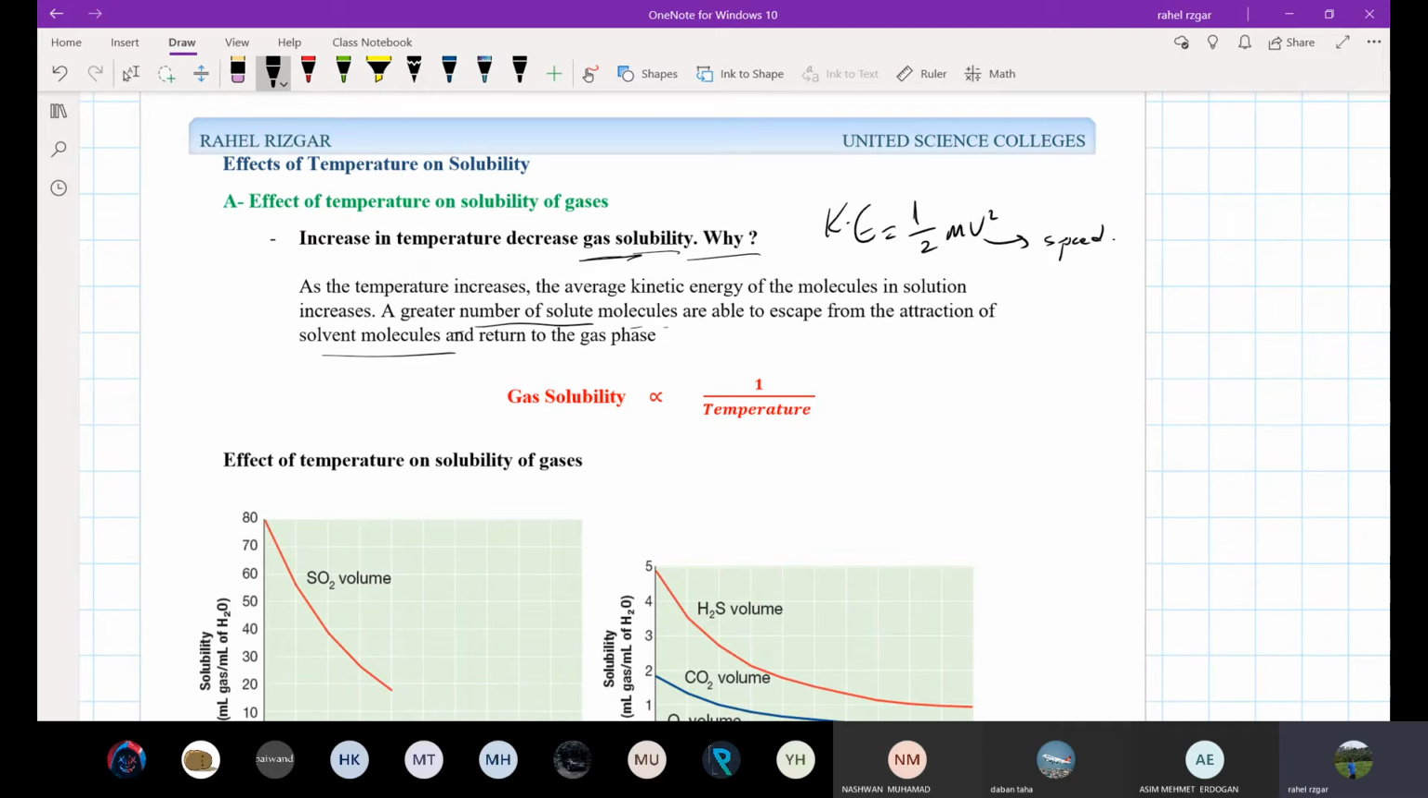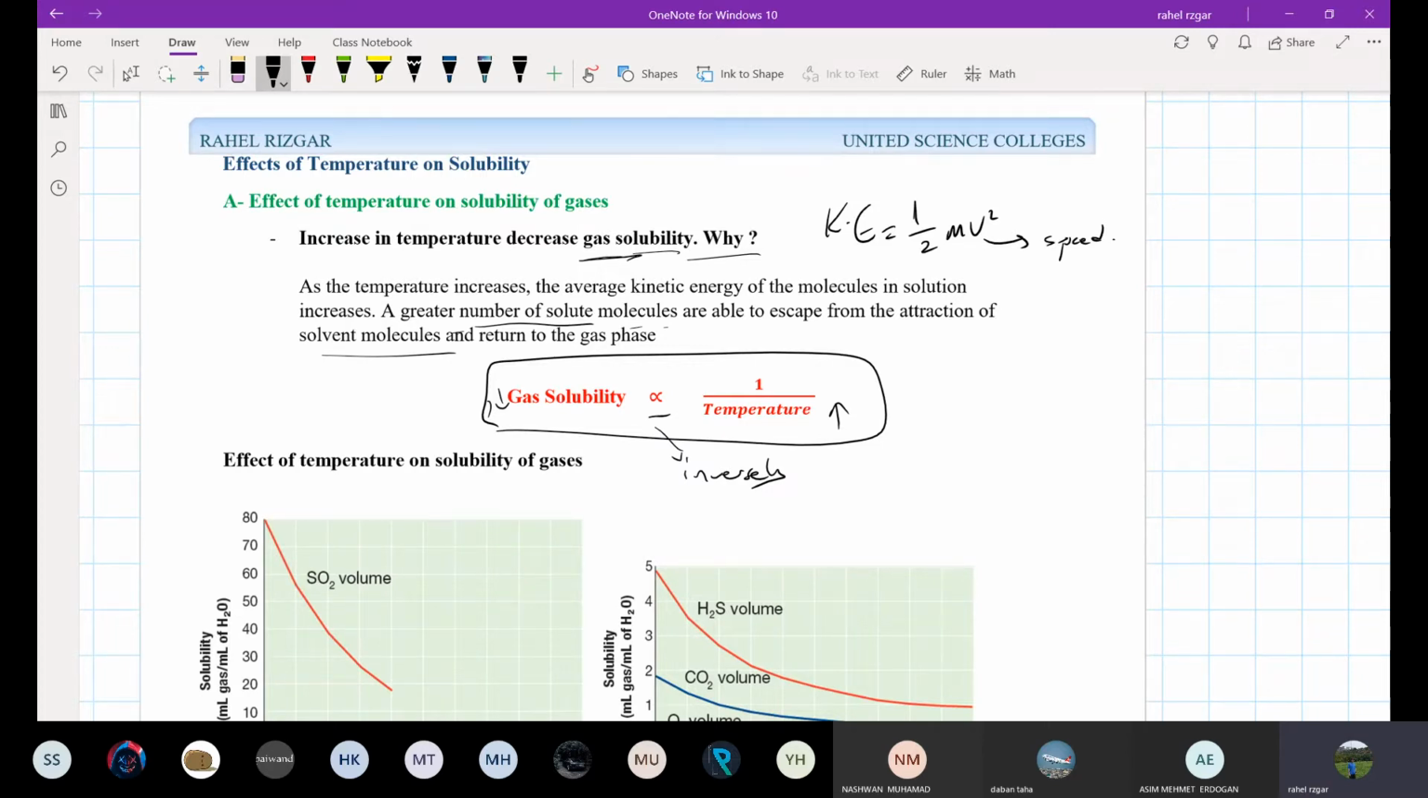So when you're living in a hot place or a warm place, temperature has increased and the gas particles escape the liquid more rapidly, and the solubility will decrease. That's why gas solubility is inversely proportional to temperature. Inversely proportional. If you increase temperature, gas solubility will decrease, and vice versa, of course.